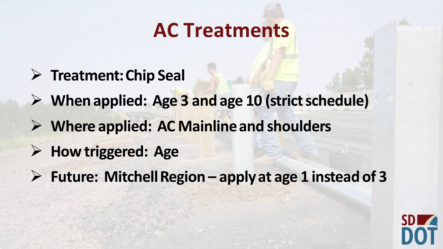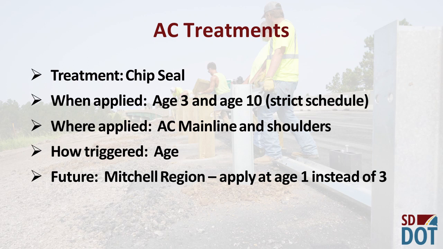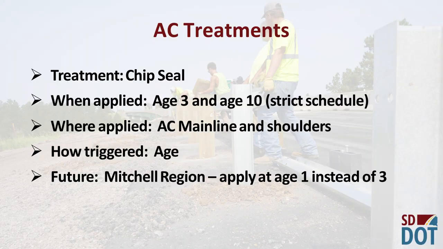So we usually apply our chip seals at about age 3 and then at age 10. And this is a pretty strict schedule. We do make some variations. With our asphalt workhorses, what we call a Class S, we normally don't chip seal those on our higher volume roads. And we normally apply our chip seals on our AC main lines, our shoulders also as applicable. And we trigger those based on age in our pavement management system.